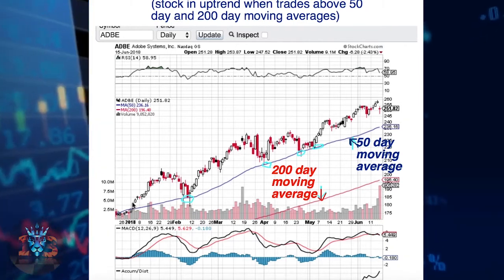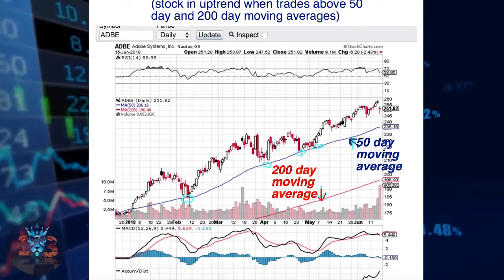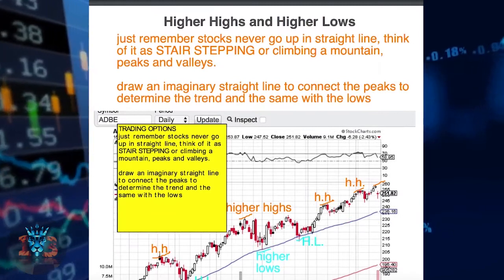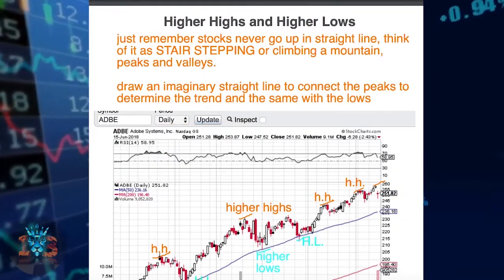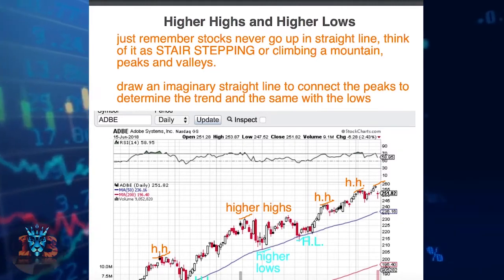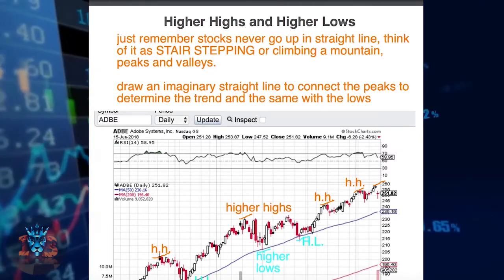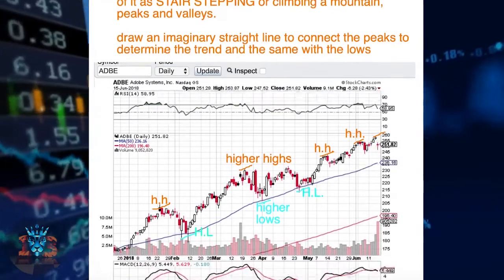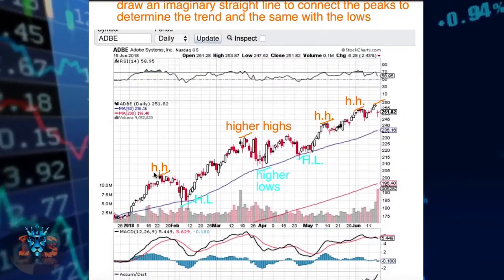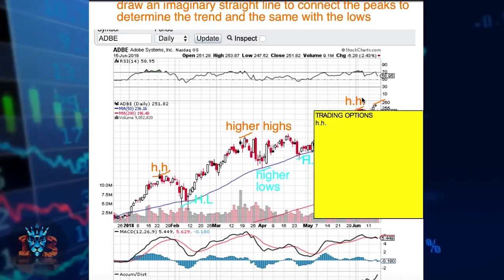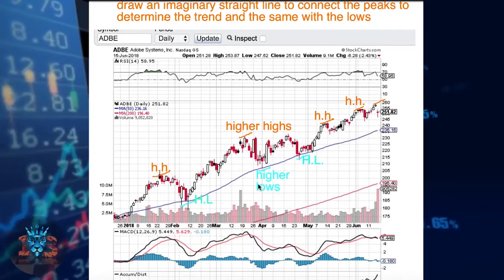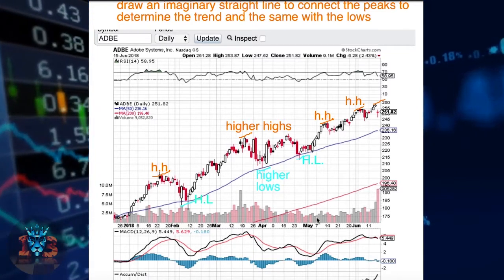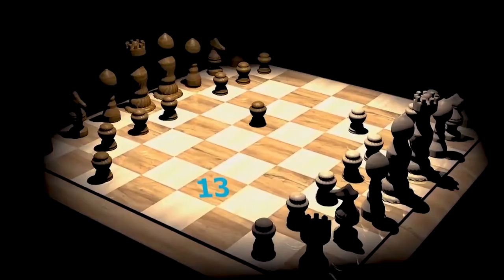Just please pay attention that nothing in the stock market goes straight up consistently forever. So keep in mind the stair-step formation. In this case, every time it pulls back to this line, it jumps off this line and keeps making higher highs and higher lows. Just remember, stocks never go up in a straight line. Think of it as stair stepping, climbing mountain peaks and valleys. Draw an imaginary straight line to connect the peaks to determine the trend, and the same with the lows. So here are your higher highs, another higher high, another higher high, and here's your higher low, higher low, higher low. When you have a combination of higher highs and higher lows, that's another way of characterizing an uptrend.